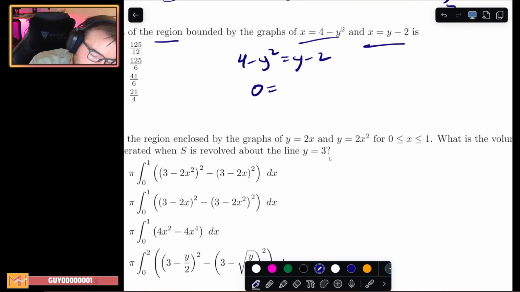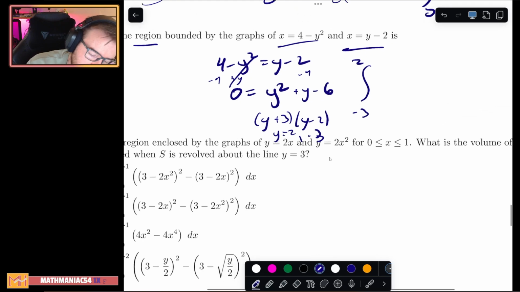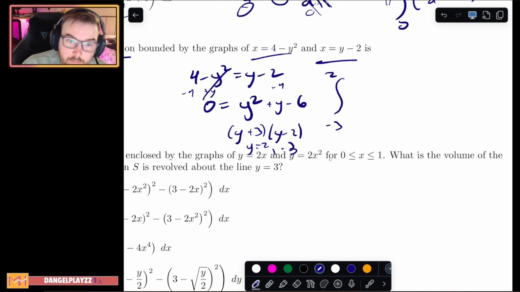Well, set it to 0, add that y squared over, and subtract that 4 over. Factor it up. And we learn the region is bounded by 2 and -3. Okay, so that's our bounds, -3 to 2. And we just need to do right minus left. Now, which one's on the right?